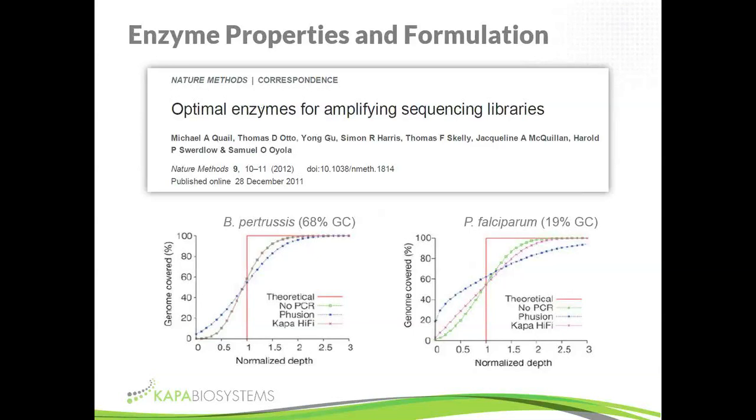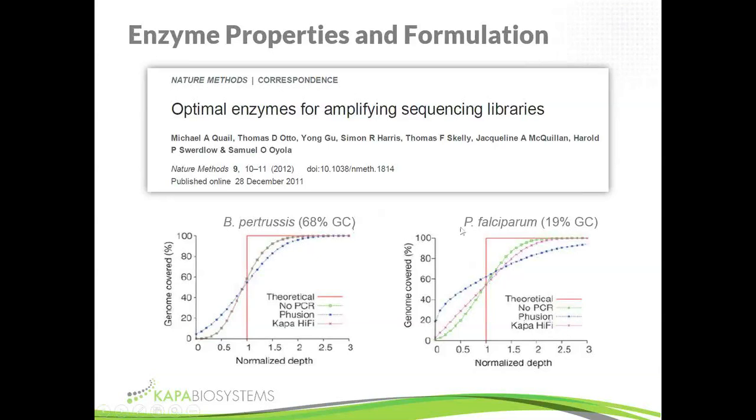This is an enzyme that we made through a process of directed evolution, identified as the best enzyme for NGS library amplification specifically because of its ability to not only amplify DNA with high fidelity and really high efficiency, but with very, very low bias. And this is just two data plots, coverage plots again from that paper, again working with model microbes with different GC content.